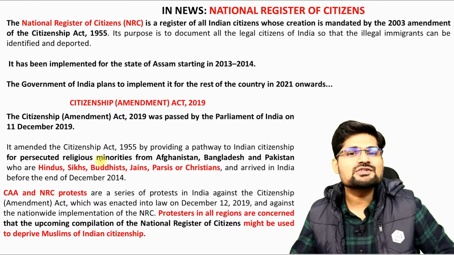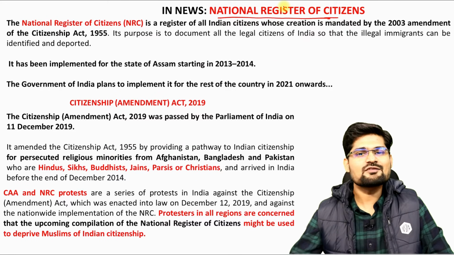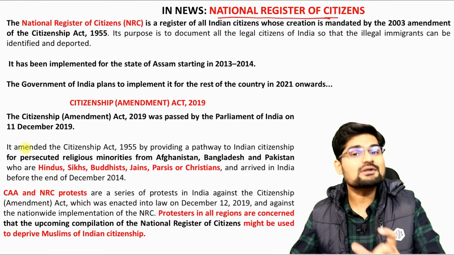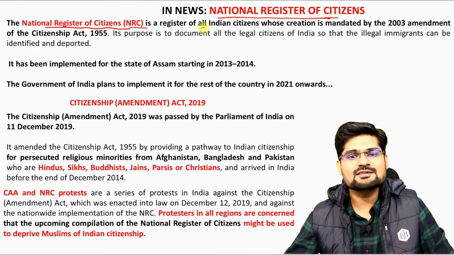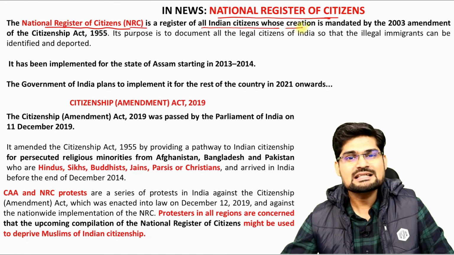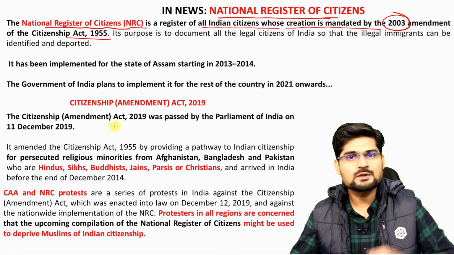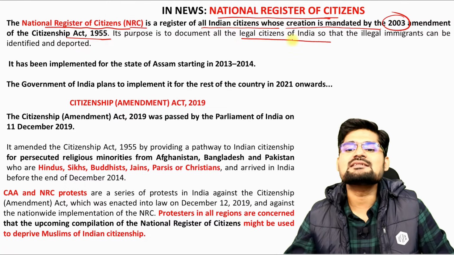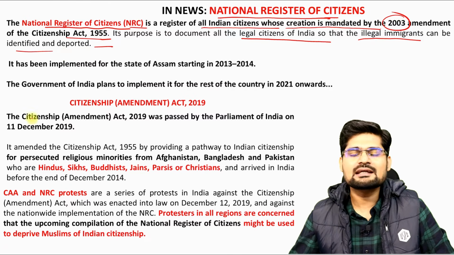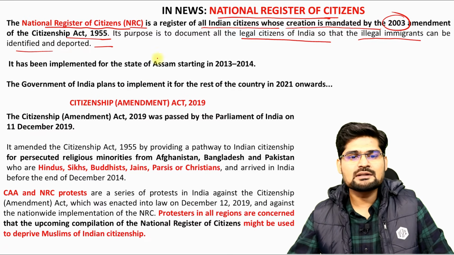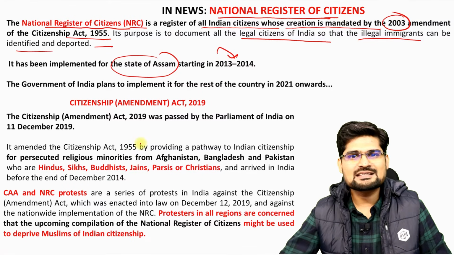Now, why were population registers in use? National Register of Citizens. Remember, NRC was in the news because of certain protests against it recently. So NRC, the National Register of Citizens, is a register of all Indian citizens whose creation is mandated by the 2003 amendment of the Citizenship Act 1955. And what is its purpose? To document the legal citizens of India and also to identify illegal immigrants so that they can be deported back. It has been implemented for the state of Assam till now, since 2013 and 14, and many times we see protests against this, right?